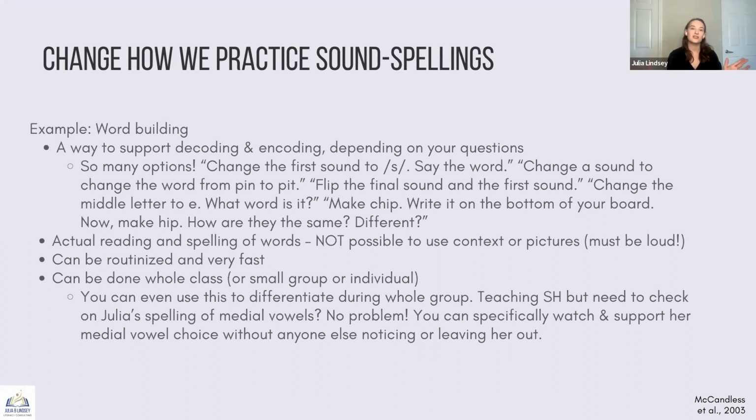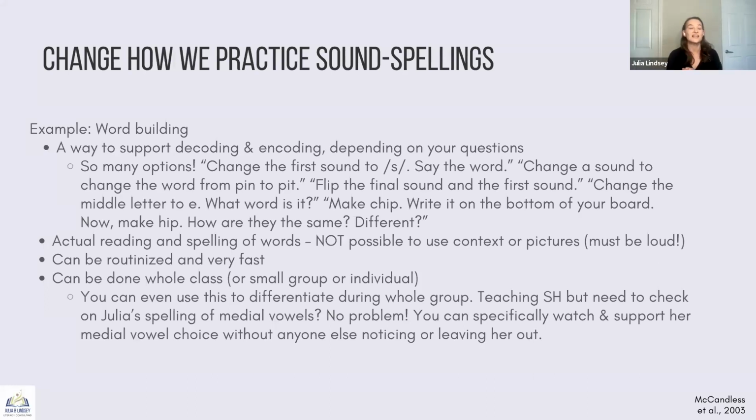In this way, we're giving children the ability to think flexibly as they participate in a multitude of actions with those sound spelling relationships. Another great thing about word building is that it's actual reading and spelling of words. It's not possible to use context or pictures. Unlike a word sort, for example, where we ask children to be silent, where kids could really do that without reading the full word, you've got to actually be doing in order to participate in word building.